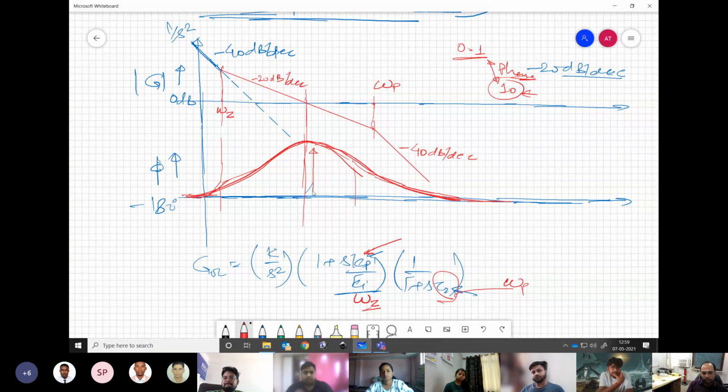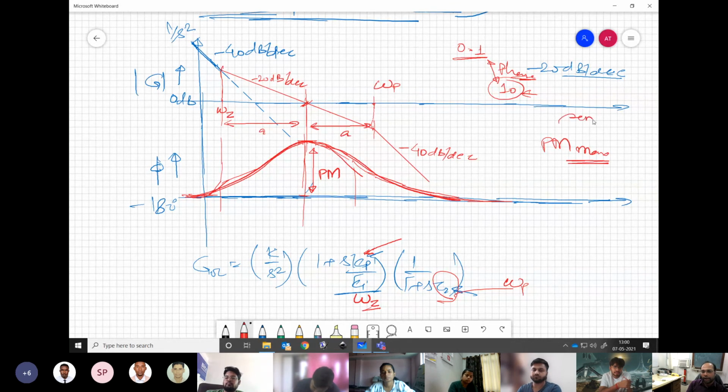Now this is what we say. This is our phase margin. The phase plus 180 degree. So this is maximum. Our phase margin is maximum when we place these three frequencies symmetrically. Symmetrically means the gap between this and the gap between this and this are same. Let us say A. And this is semi-log scale that you have to understand. This is not difference we will take, but we will take the ratio.